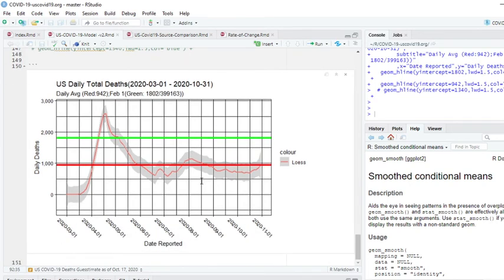So, I hope this has been encouraging to you as it has been to me that the deaths are continuing to decline. And that something radical has to change in this country as far as COVID-19 in order for us to reach that 399,000. Okay?